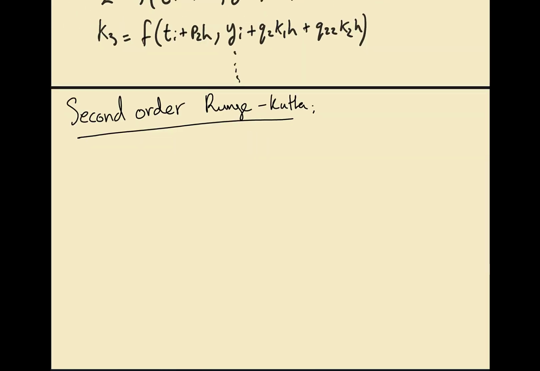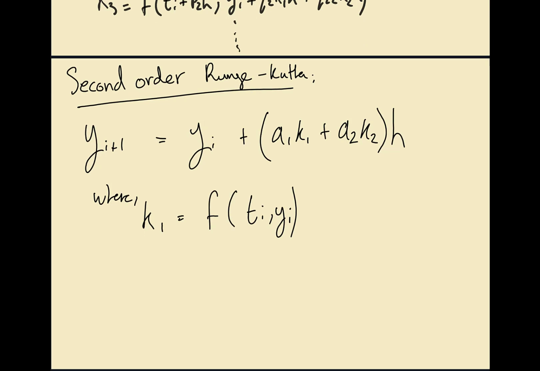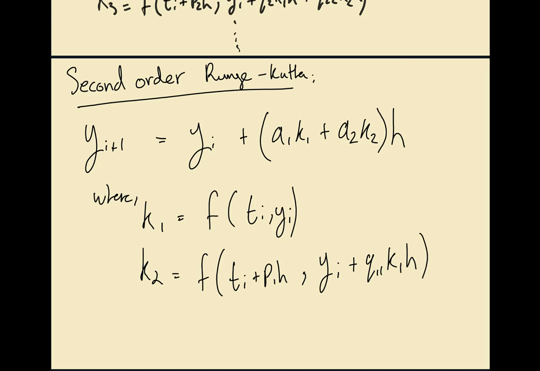Okay, so let's write that down. We have yi plus 1 equals yi plus the increment function, which is a1 k1 plus a2 k2, times h, where k1 is equal to the derivative at the initial point, ti, yi, and then k2 is going to equal the derivative at ti plus p1 h, and yi plus q11 times k1 times h. So now a1 and a2, p1 and q11 are constants that we need to determine, and they have a relationship between each other.